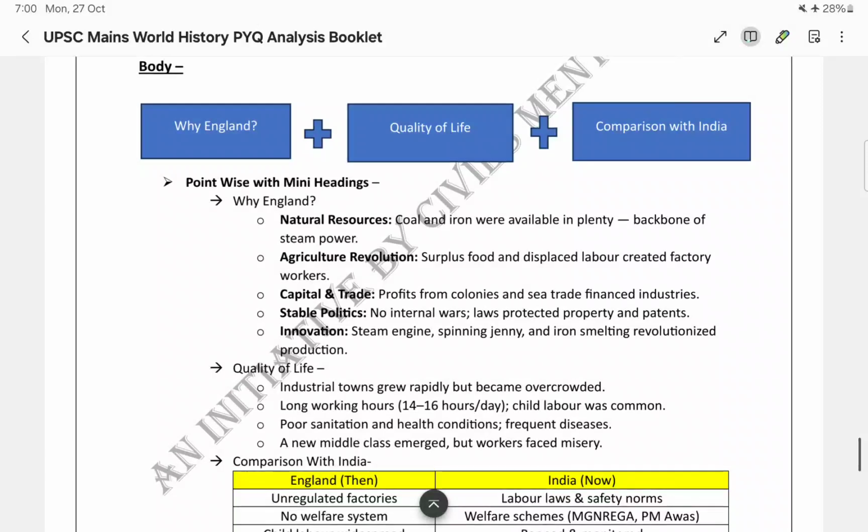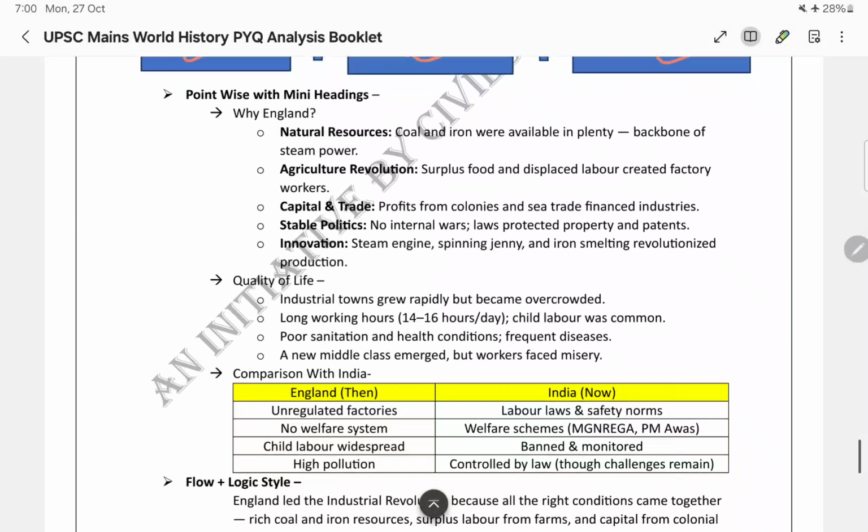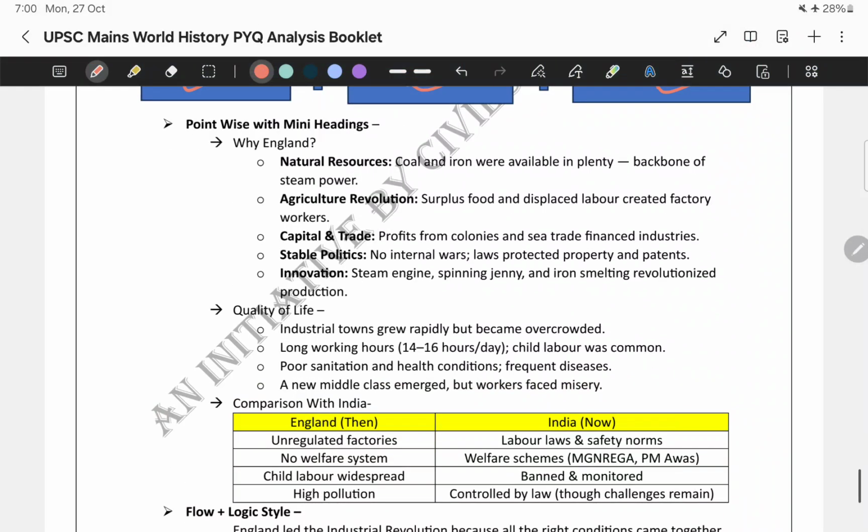Your body should address why England first. Your body should address what the quality of life of people was during that time. And your body should also address how it can be compared with present day India. Let's start. First, one style of writing the body part is writing it in a point-wise manner with subheadings, because giving subheadings is more important, as that will be much more presentable.